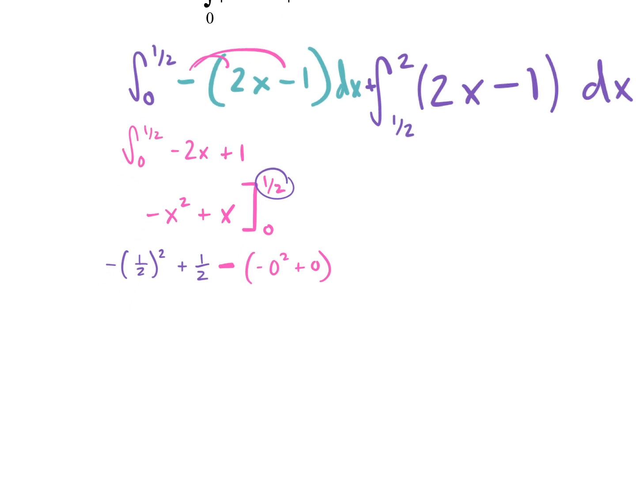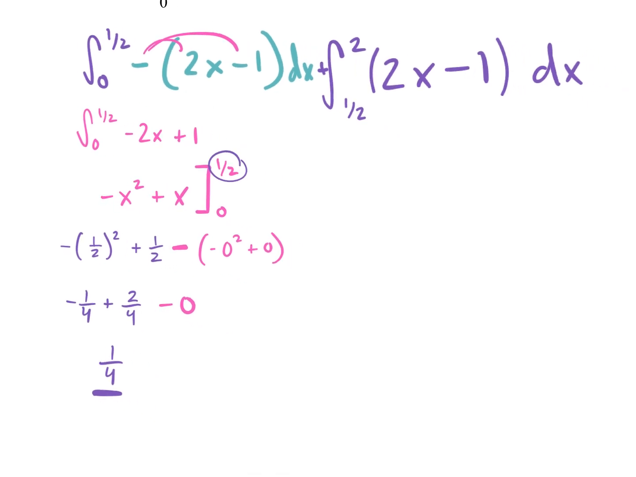So 1/2 squared would be 1/4, times a negative would be negative 1/4, plus 1/2. Let's give it a common denominator so we can make this 2 over 4. So this would end up being 1/4 minus 0, which would just be 1/4. So this is our first half of it. We're going to need to do the same thing for the second half.